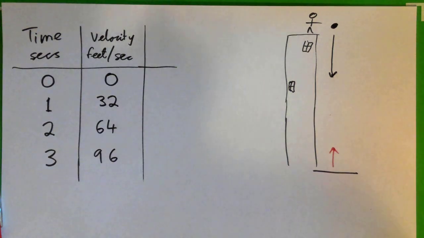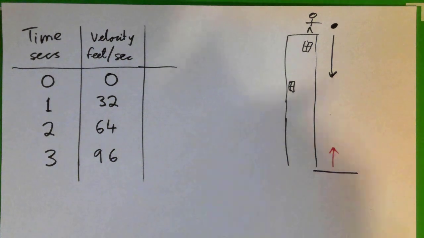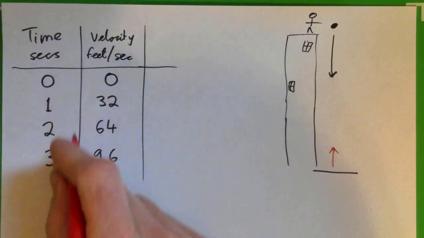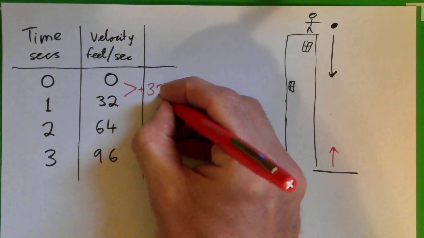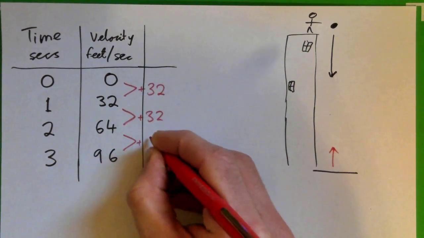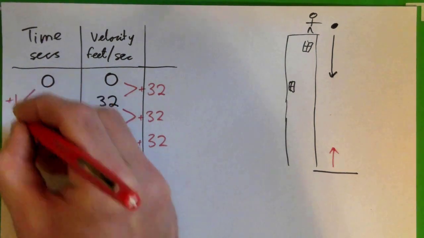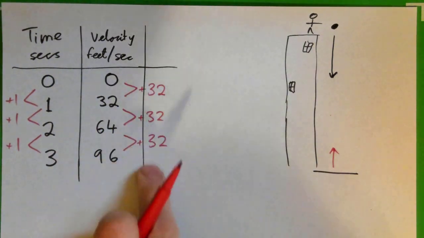So the question is, is the velocity of the rock a linear function of the time since it was dropped? And this table really helps me answer that question. So the velocity of the rock for every second is increasing by 32 feet per second each time. See, up 32, up 32. As the seconds increase uniformly, the velocity is increasing by a constant.